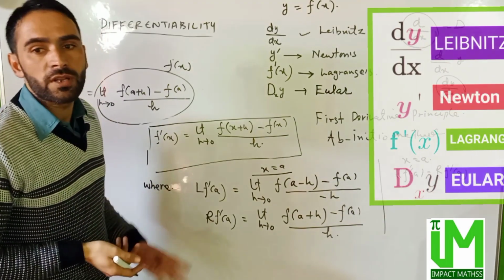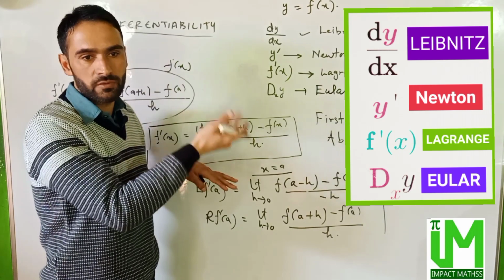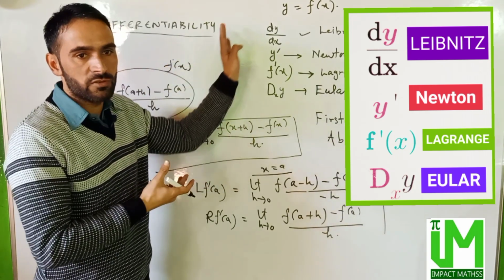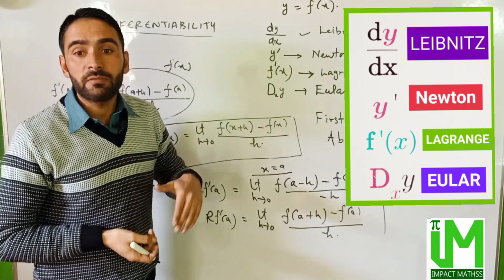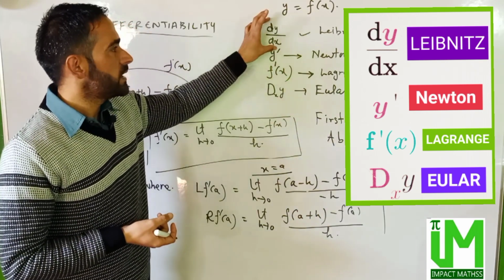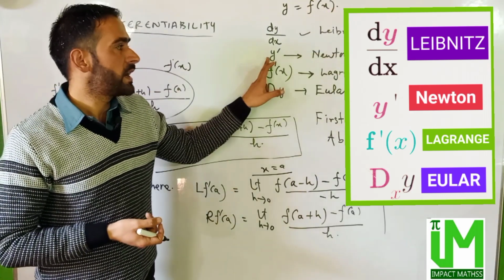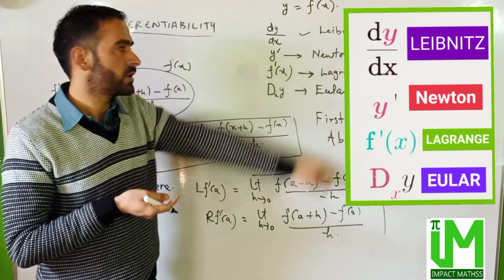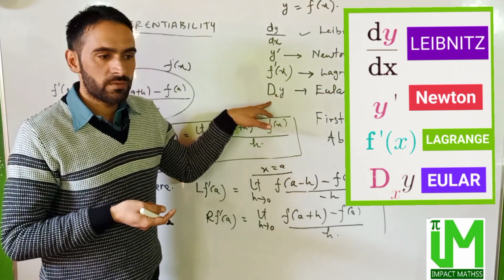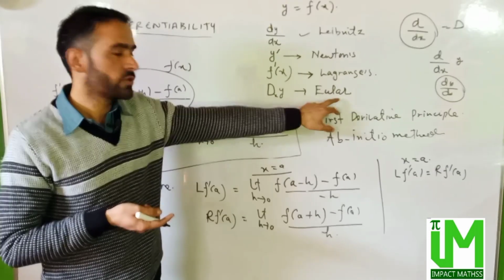So we have different notations, and we are using them simultaneously. At the same time, in one book or one reference, all these notations may be used, without a specific mention of the symbols or notations we use. So dy by dx is Leibniz notation, y dash or y prime is Newton's notation, f dash of x is Lagrange, and D sub x of y, where x represents the independent variable, is due to Euler.